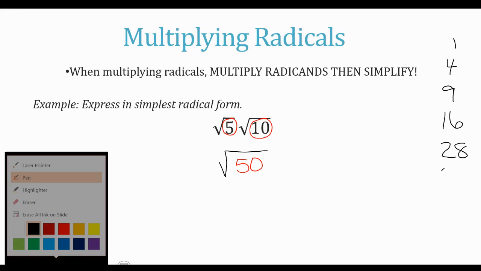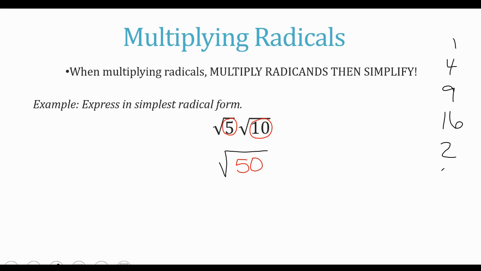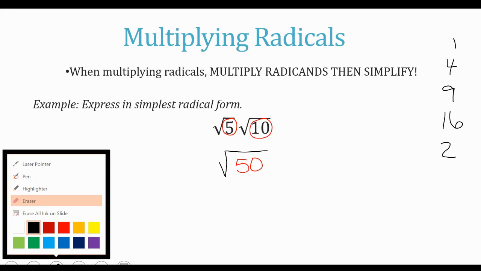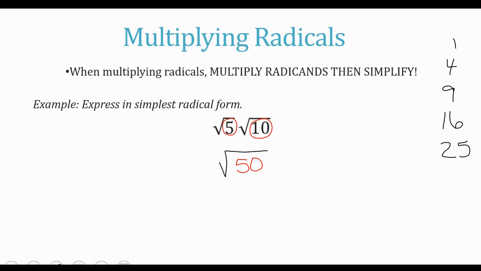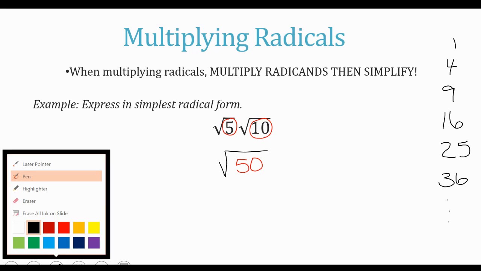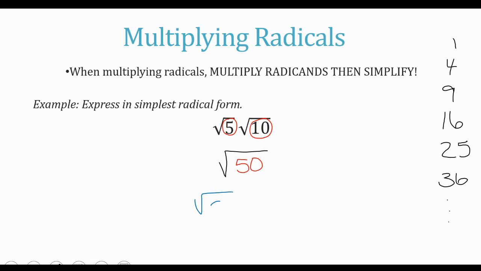Oh, that's not 28. That's my mistake. It's 25. So it's okay to make mistakes as long as you catch them. The largest perfect square on this list that can go into 50 is 25. So I'm going to break this into radical 25, and then 25 times 2 would give us 50.